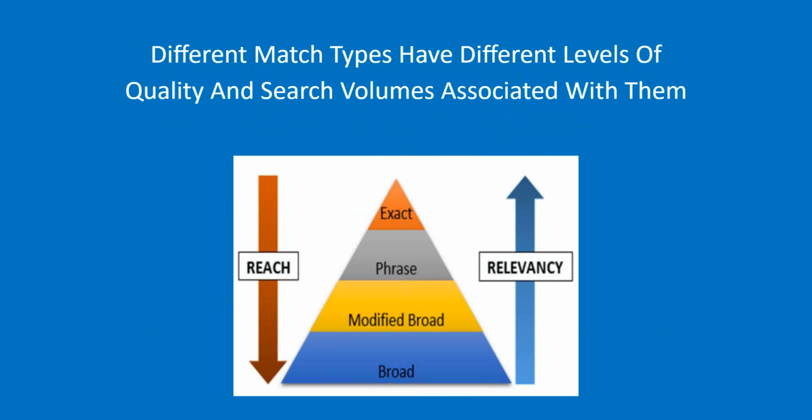Different match types have different levels of quality and volumes associated with them, which is why we want to make sure we pick the right one. As this example shows, broad match is going to have the largest reach, but the lowest relevancy or the lowest quality, and exact match is going to be the inverse of that. It's going to have the smallest reach, but the highest relevancy. So again, really need to drive home the point of choosing the proper match type for your budget and leveraging them as best you can.